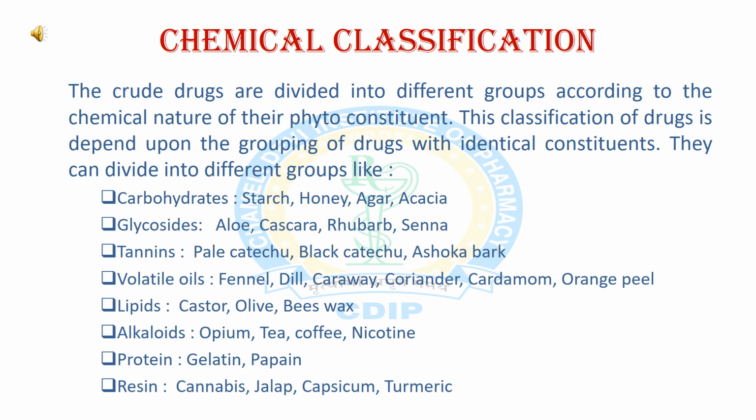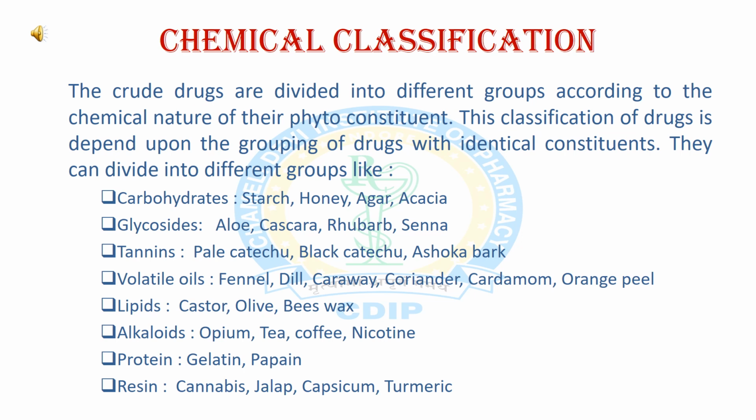In this slide, we will discuss the chemical classification of crude drugs. According to this system, the crude drugs can be classified on the basis of the chemical nature of their phytoconstituents. So they can be classified into different types of categories. First category is carbohydrate containing crude drugs. For example, starch, honey, agar and acacia. Next is glycoside containing crude drugs. For example, aloe vera, rhubarb, senna, cascara, etc.